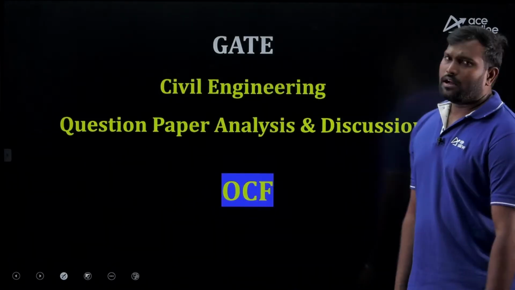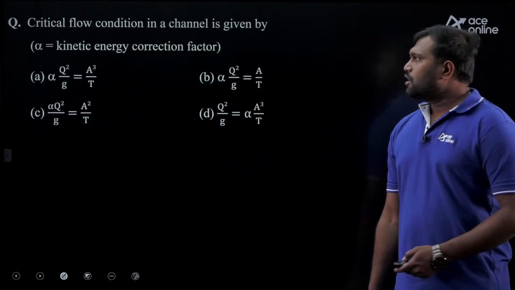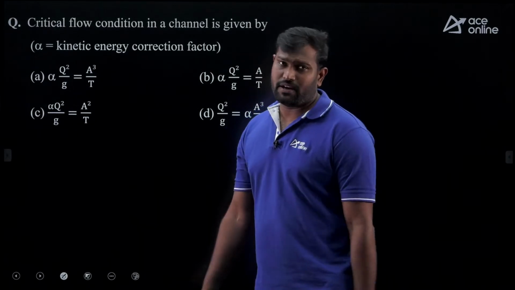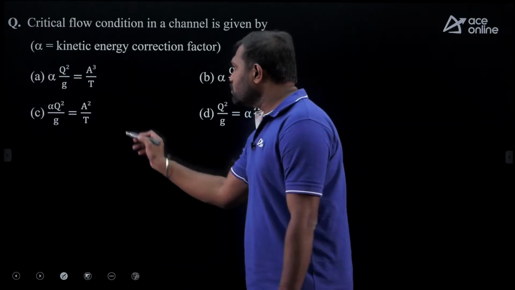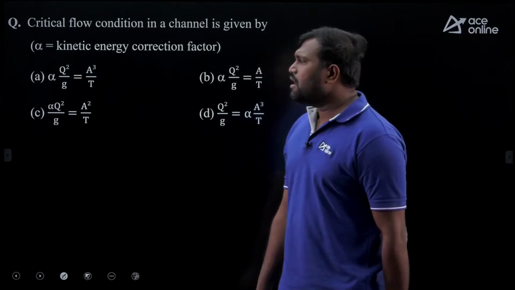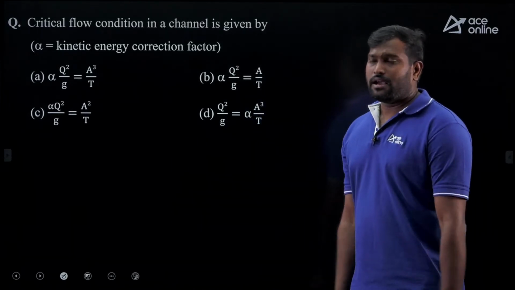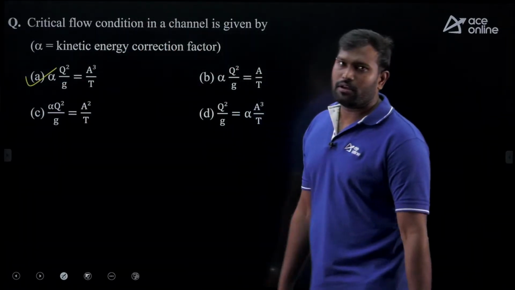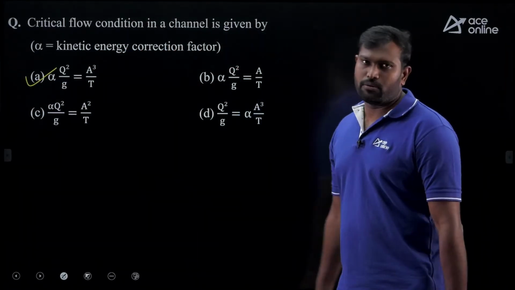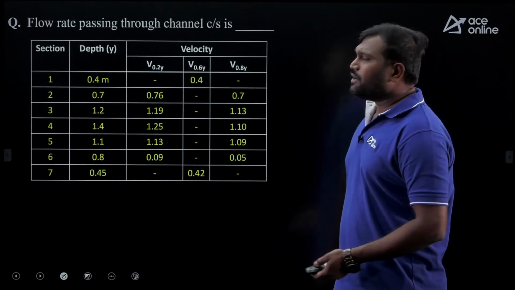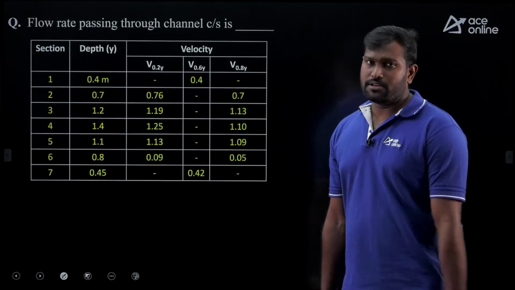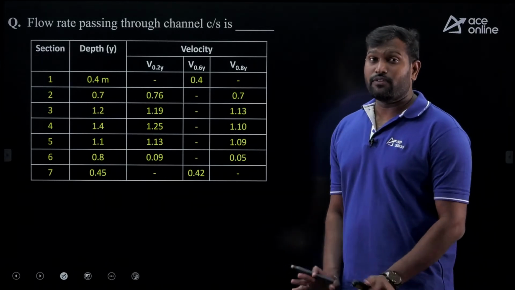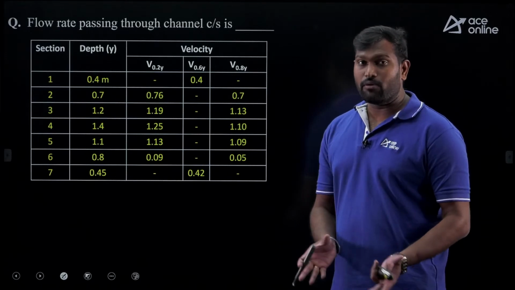Now come to the open channel flow. The critical flow condition in a channel is given by, where alpha is the kinetic energy correction factor. We know the critical flow condition is nothing but Q square by g is equal to A cube by T, where alpha is the kinetic energy correction factor. From the given options, the correct answer is option A only: alpha into Q square by g is equal to A cube by T. Now, this is one question which requires multiple calculations. If you have attempted this one, fine. But if you haven't attempted also, fine, because it will take a lot of time. It would have killed your time.